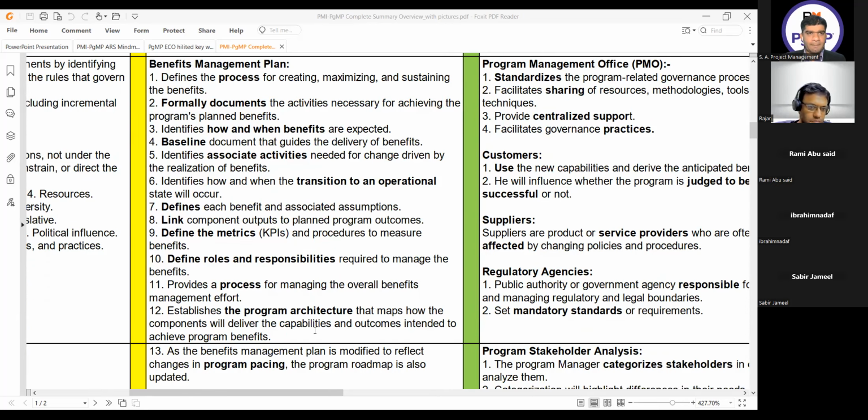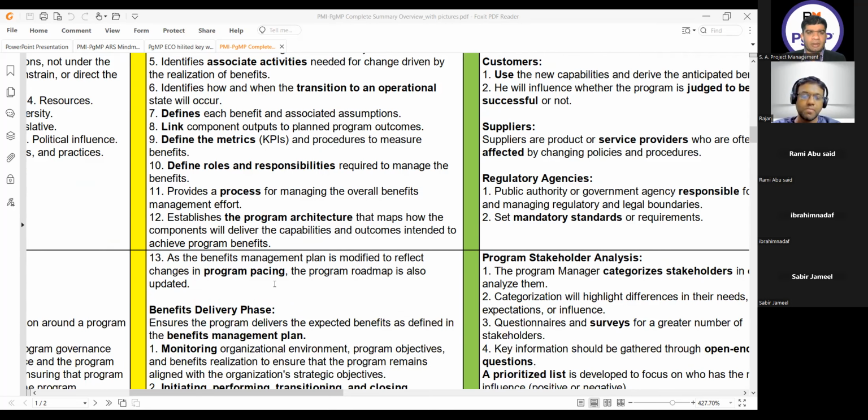Benefits management plan, Ibrahim. It defines the process for creating, maximizing, and sustaining the benefits, formally documents the activities necessary for achieving the program's planned benefits, identifies how and when benefits are expected, is a baseline document that guides the delivery of benefits, identifies associated activities needed for change driven by the realization of benefits, identifies how and when the transition to an operational state will occur, defines each benefit and associated assumptions, links component outputs to planned program outcomes, defines the metrics and procedure to measure benefits, defines roles and responsibilities required to manage the benefits, provides a process for managing the overall benefit management effort, and establishes the program architecture that maps how the components will work, the capabilities and outcomes intended to achieve program benefits.